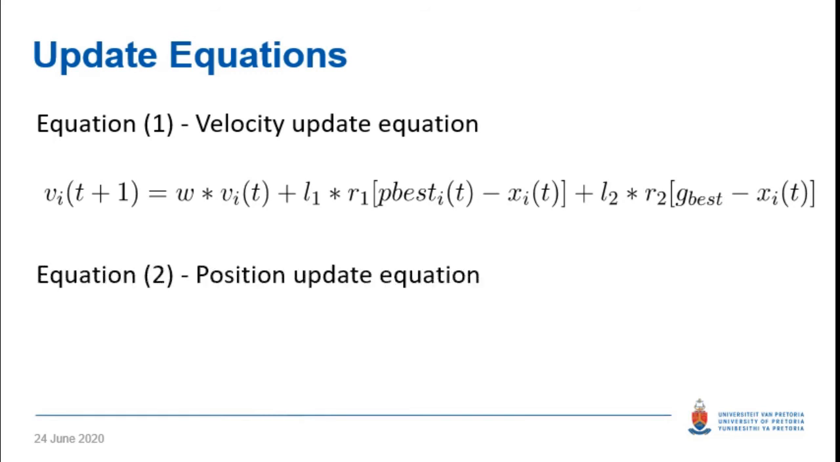So if we look at the position update equation, the position at time t plus 1 is the old position at time t plus the velocity at time t plus 1, which is calculated by equation 1. So these are the two equations that are generally used, but like I said, you can have various velocity equations, and that's what gives you the different variants of PSO algorithms.